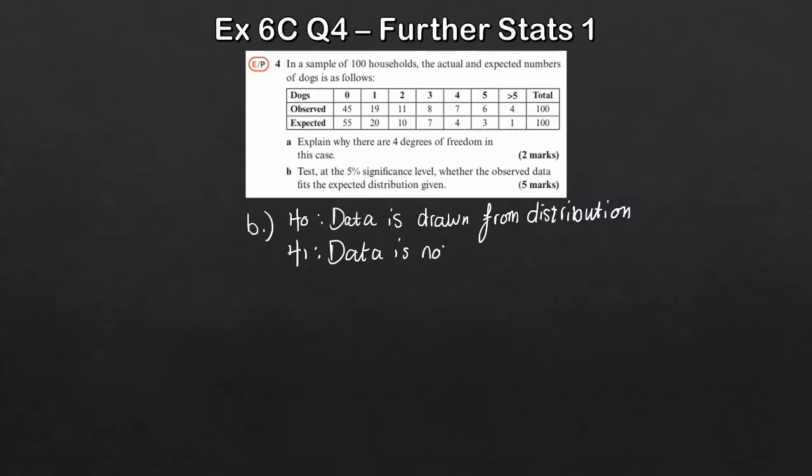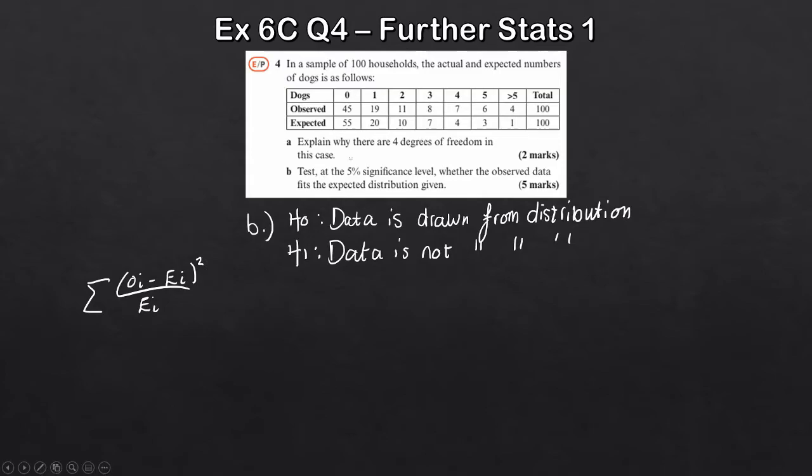The data is not drawn from the distribution. Okay, so them are our hypotheses. Now we need to use the formula again. So we need to find the summation of observed minus the expected squared divided by the expected. Okay, so you need to do it for each one here.